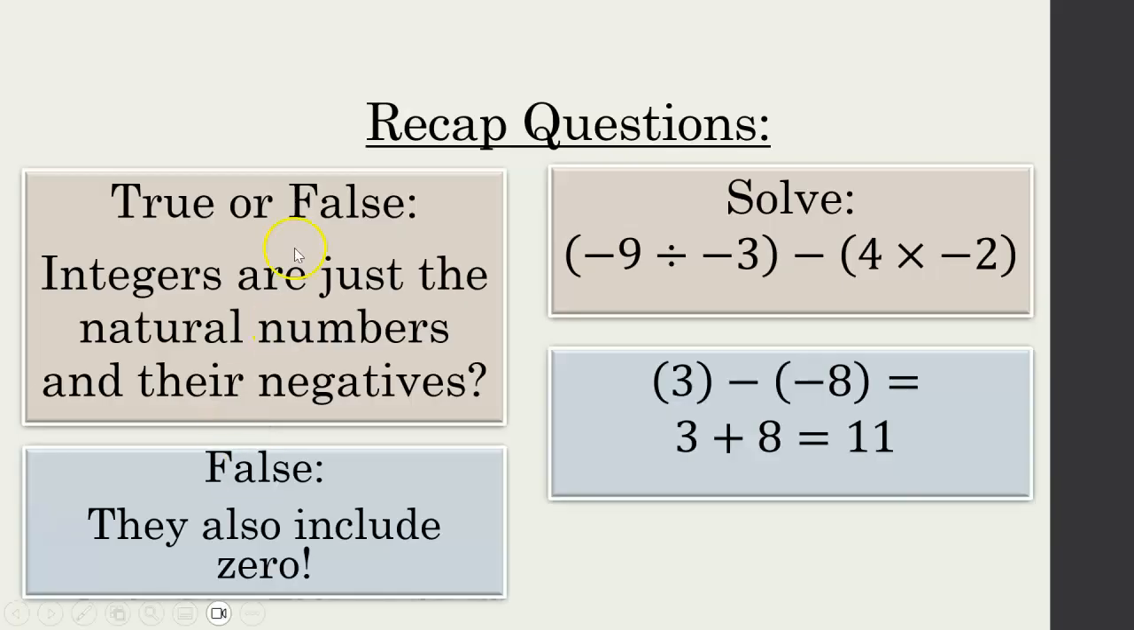Okay, then solving this. Like signs give a plus. So 9 divided by 3, that's going to be 3. 4 times 2, they're opposite signs, they're not the same, they're unlike signs, so it's going to be a negative. So I have 3 minus 8. Careful, do you remember minus? That's going to be a plus. So 3 plus 8 is equal to 11.